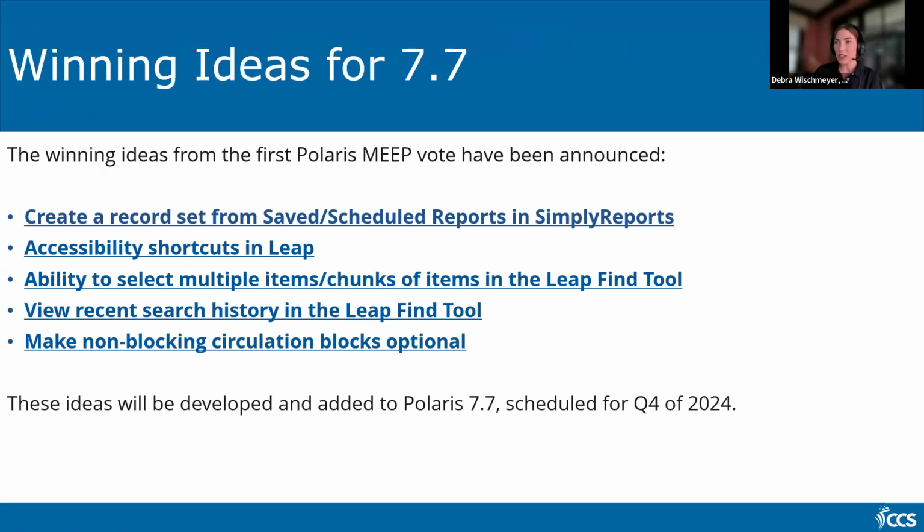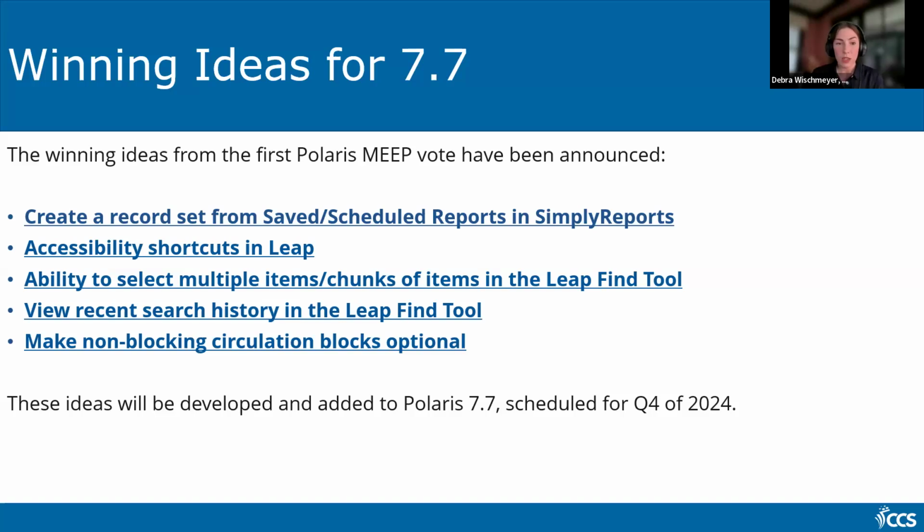The first one is the ability to create a record set from saved or scheduled reports in Simply Reports. So if you're a Simply Reports user, many of you know that you can choose to send your results to a record set in Polaris. But if you have a saved or scheduled report, it doesn't do that. So it doesn't update a record set every time the report runs. However, coming in 7.7, that will now be an option. So if you want to create an auto updating record set, again, based off of a report that you run in Simply Reports, you'll be able to do that with 7.7.